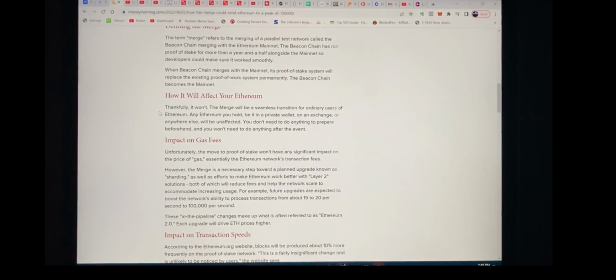How will this affect your Ethereum? It won't. You don't have to change anything. You don't have to do anything. You don't have to swap out anything. Just hold on to what you have.